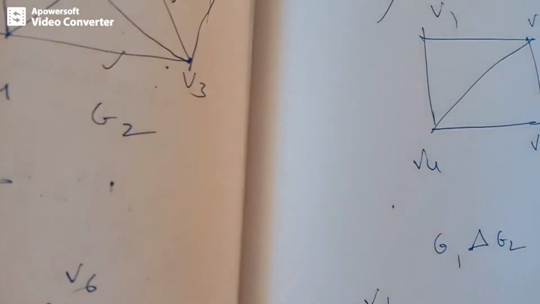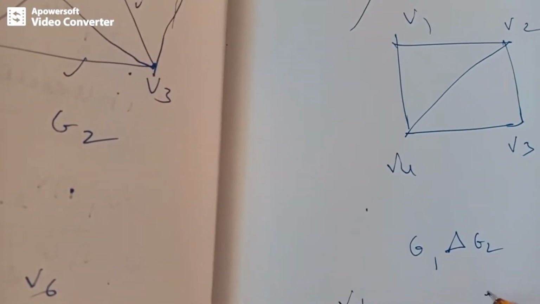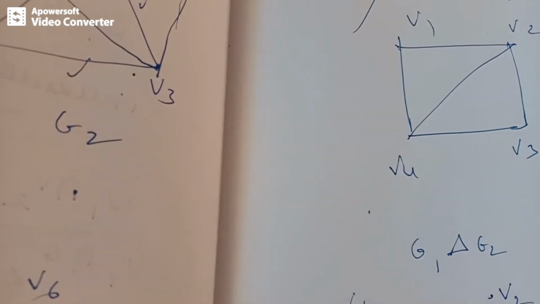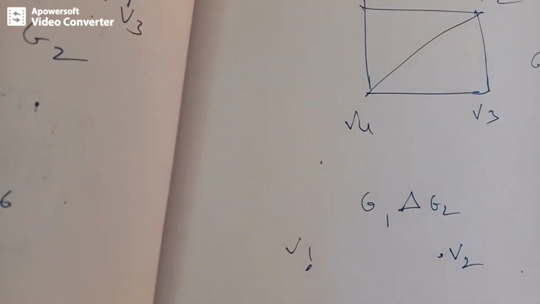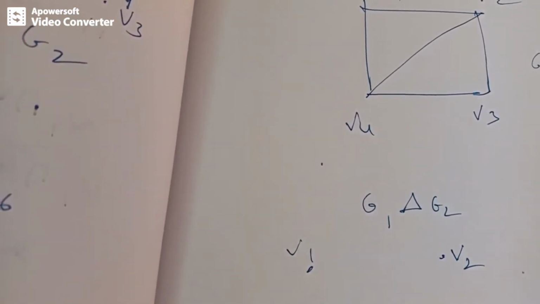So let's write down the symmetric difference. We'll have V1, V2. I just represent the vertices first. We have got V5, plus we have got V4, we have got V3 and V6.